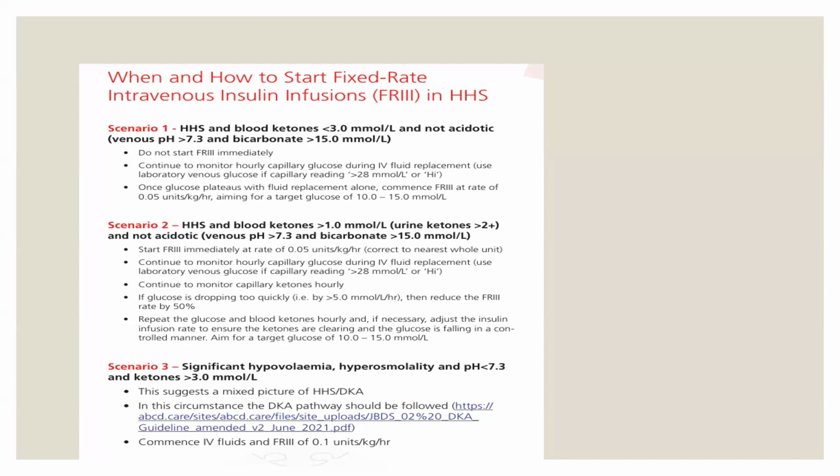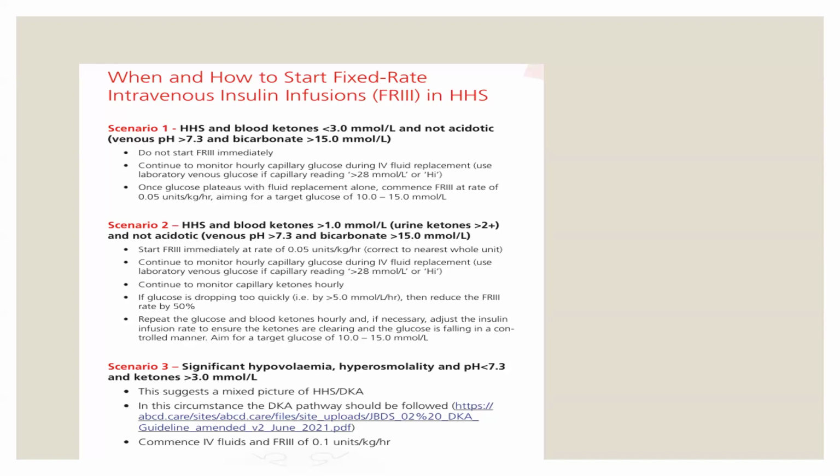If glucose is dropping too quickly, then reduce the fixed rate insulin infusion rate by 50%. Then repeat the glucose and blood ketones hourly. If necessary, adjust the insulin infusion rate to ensure the ketones are clearing and glucose is falling in a controlled manner. Aim for a target glucose of 10 to 15 mmol per liter.